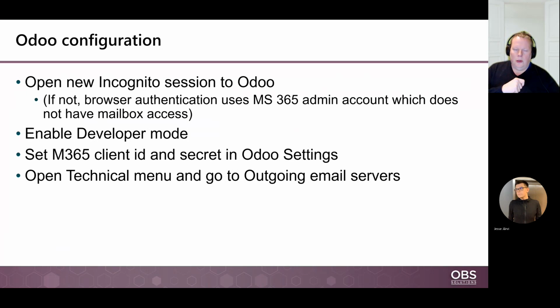Now, once inside Odoo, go to settings and enable the developer mode. Then from the settings, you can find under Discuss the Microsoft 365. If I remember correctly, you have to enable it first and then set the secret in Odoo settings, so client ID and secret. And now comes the challenging part. We need to open the technical menu and go to Odoo's email servers. And this menu can only be shown if the developer mode is active.